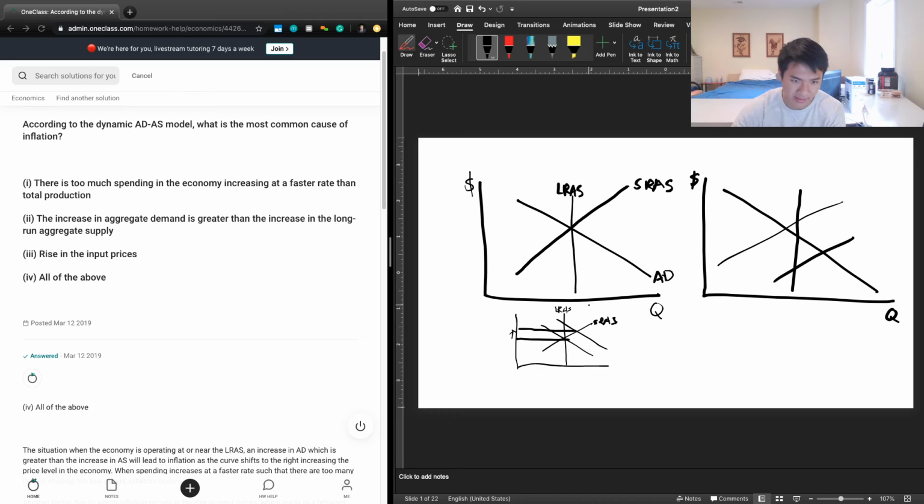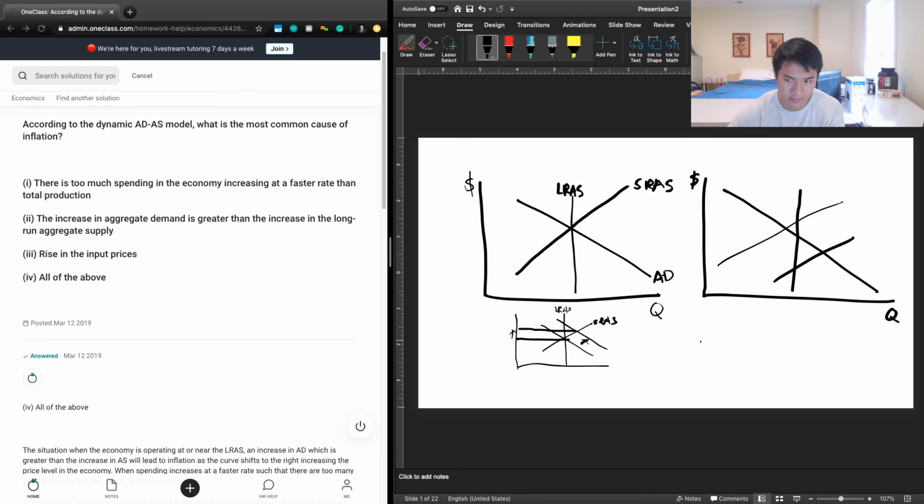B says the increase in aggregate demand is greater than the increase in the long-run aggregate supply, and that's the same thing that is happening here. This increase in aggregate demand is not being met by an increase in long-run aggregate supply, and therefore we see this price increase happening, so that's true.